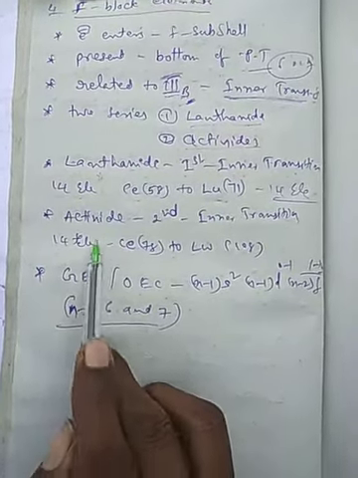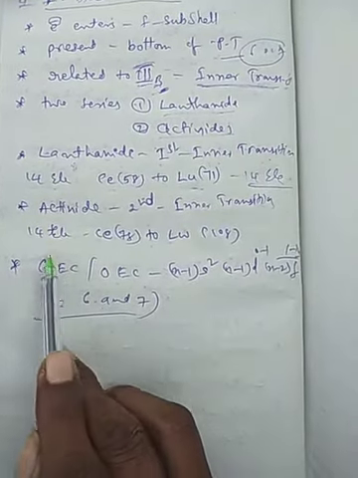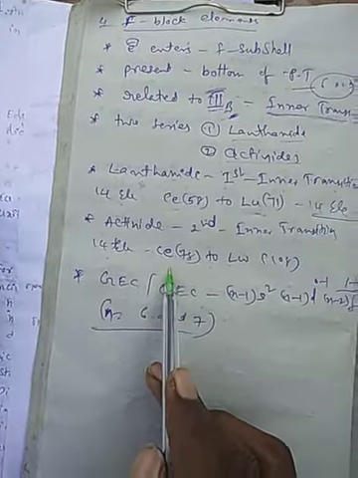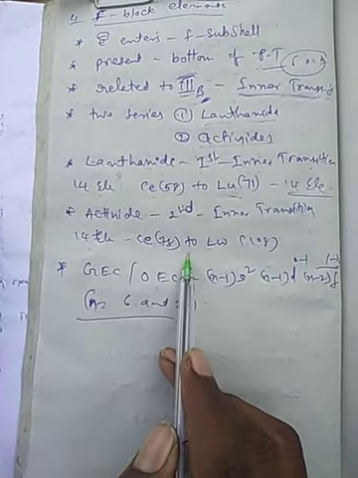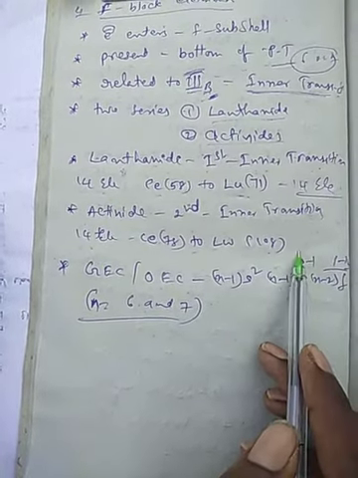Next one, the actinide series. It is the second inner transition series. The 14 elements are present, from Ce to atomic number 108.